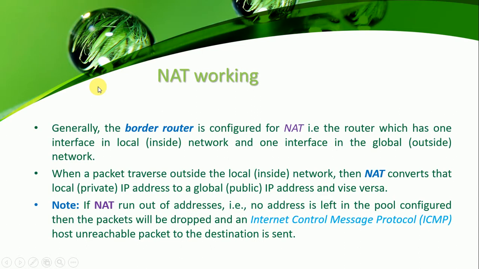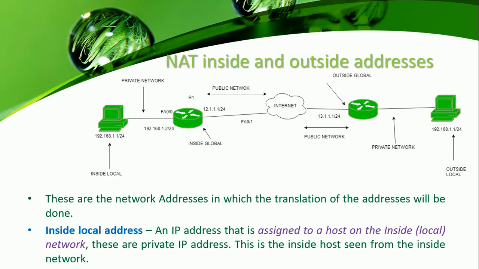So how does NAT work? NAT must be configured at a border network, as shown in our diagram. This is a local area network, and this is another local area network out on the internet. You want to connect with this local area. This is the local inside, your private network, and this is inside global, meaning your network router. This port is connected with the internet.